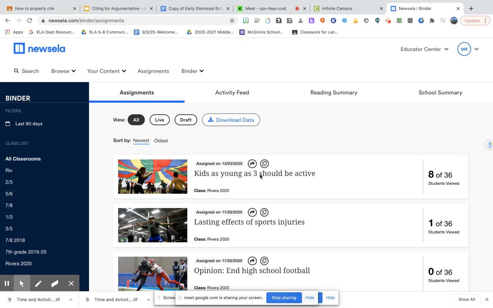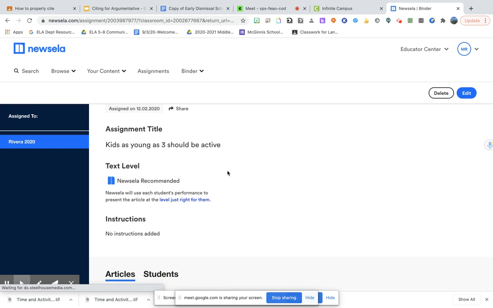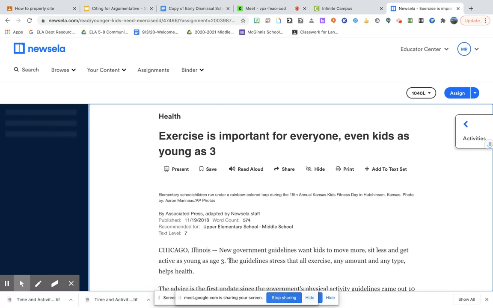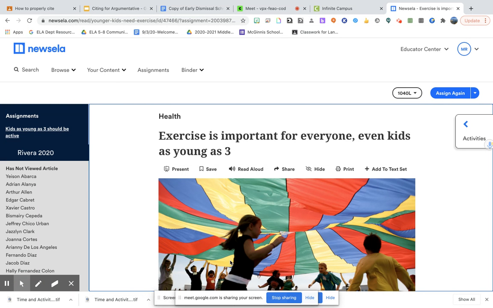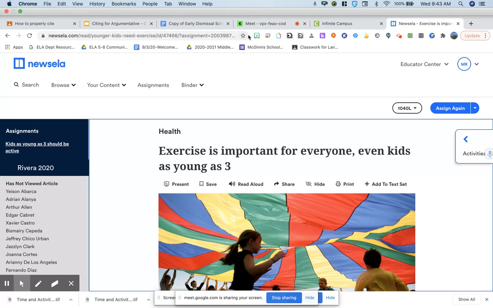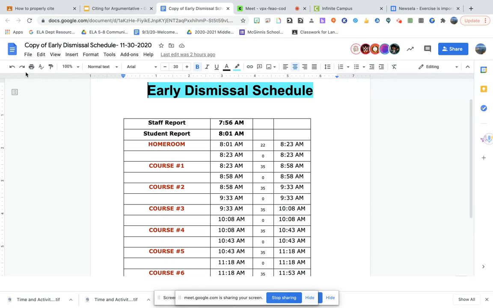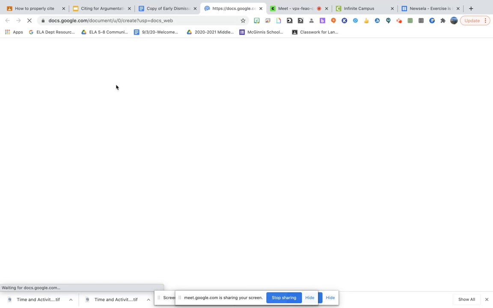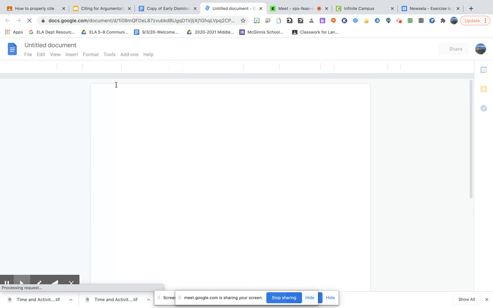All right, so we're just opening up this article. You don't have to open it up because you'll be looking at my screen. But what you need to do is make sure you open up a new Google Doc and have a blank one there. So do this now if you haven't.